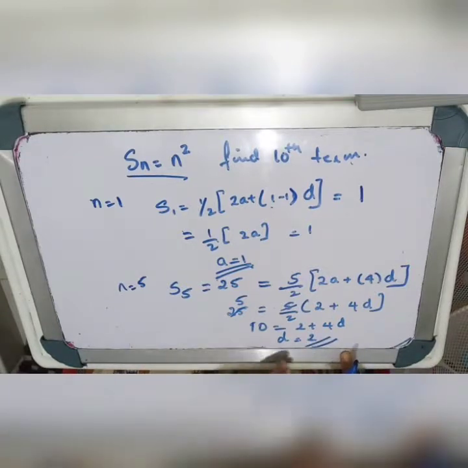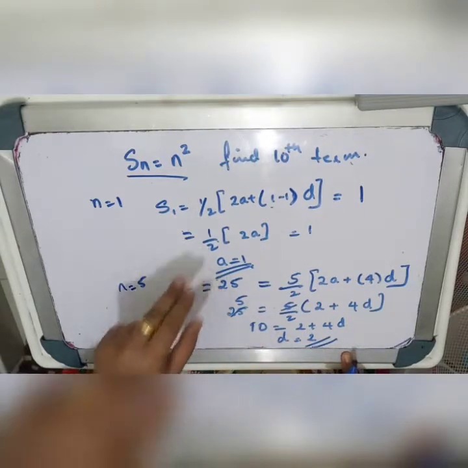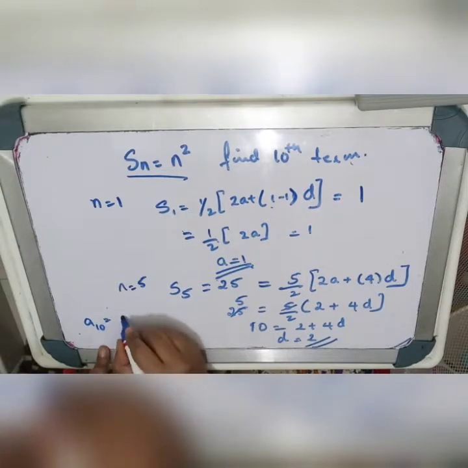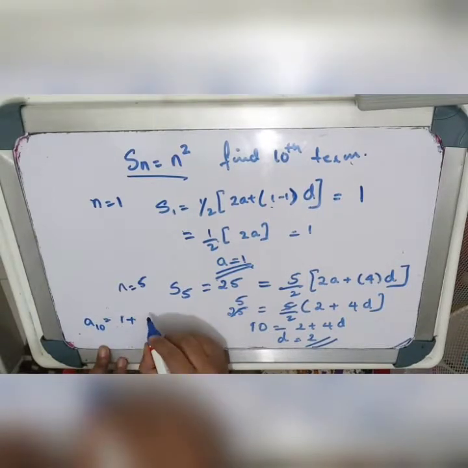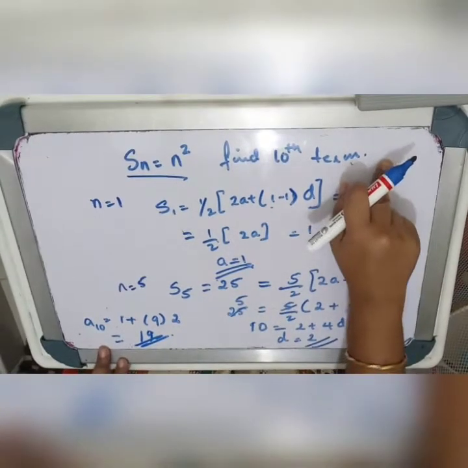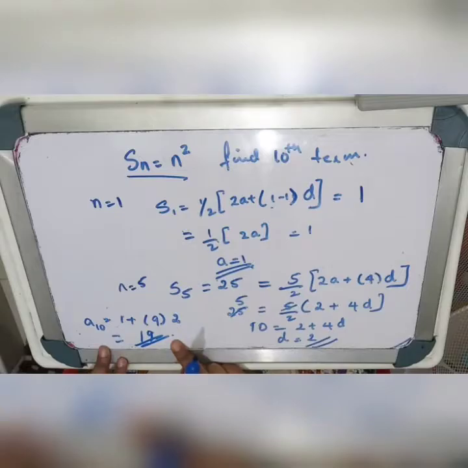Okay, so the value of d we obtained and the value of a we also obtained. So let's find the 10th term. a10 is equal to a plus n minus 1 into d, that is 1 plus 9 into 2. So the value will be 19. So the 10th term of the sequence is 19.